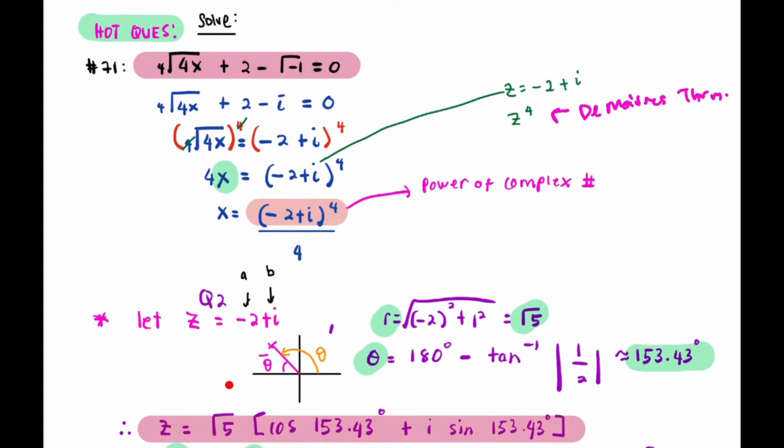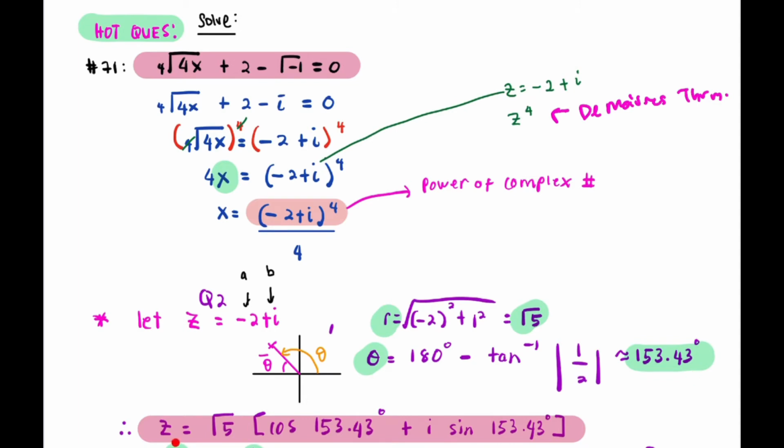So let's straight away sketch our graph. Your a now is negative 2, our b is 1. So now we are in the second quadrant. Let's find our r. Just use theorem of Pythagoras. This is root 5. And then let's find our argument. Our reference angle is inverse tangent b over a. So for our triangle, we need to take 180 degrees minus our reference angle. So if you do this, you should get 153.43 degrees.